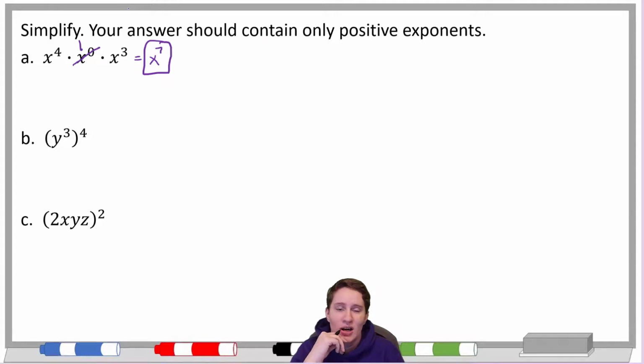How about B? y cubed to the 4th power. So this isn't saying y cubed and y to the 4th. This is saying we have y cubed, but we have it 4 times. So how many y's do we have? If we have y cubed, we have it 4 different times. We actually have 12 of them. So this is y to the 12th.